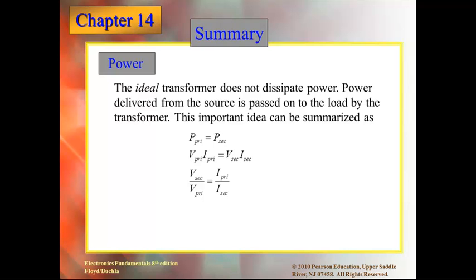In transformers, we do look at them as ideal and use these formulas. And there again, the big concept here is power in equals power out. So volt-amps on the primary side should equal the volt-amps on the secondary side. So using, again, the bottom one is our turns ratio formulas. We use cross multiplication there. We can figure out any of the voltages or currents if we know three of those four items.